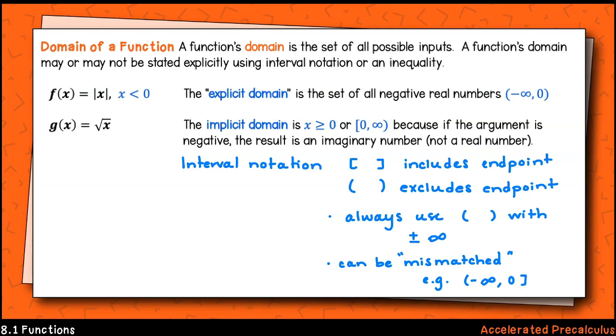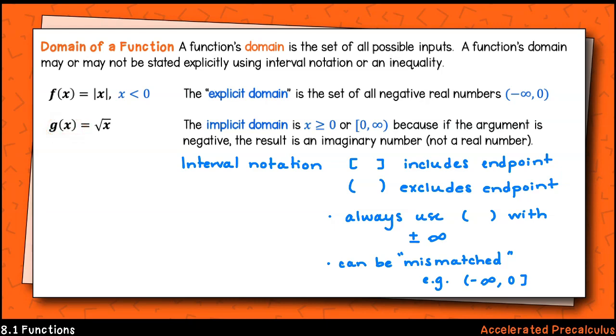For example, if we have the function f of x equals the absolute value of x, in theory, there's no real number that we couldn't find the absolute value of. However, adjacent to the function rule, we see the inequality x is less than 0. This would be considered an explicitly stated domain, where we are overriding what we implicitly assume from the function rule. Just below, we have g of x equals the square root of x.